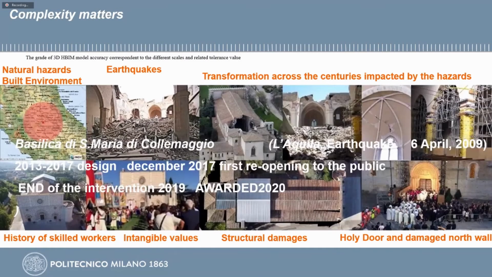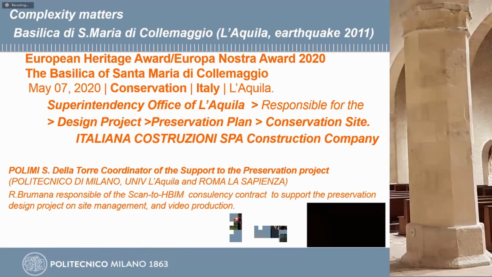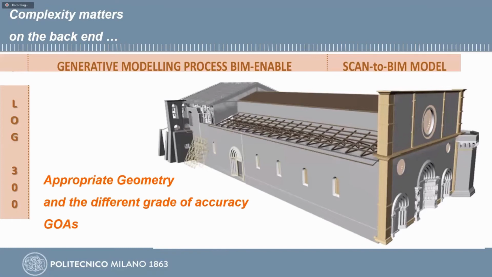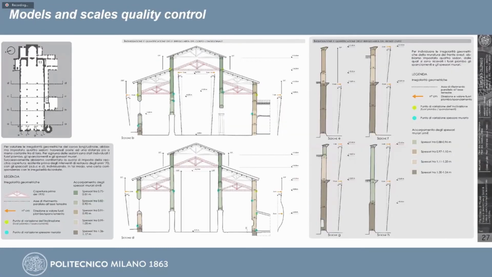This is the case of the Basilica of Santa Maria of Collemaggio, which was awarded this year the Europa Nostra Award. It has been heavily damaged by the earthquake, the last earthquake. It is very famous in the world because it was where the first Jubilee and Forgiveness feast was established by Pope Celestino V, who has been cited by Dante Alighieri in his poetry. And the church has been heavily damaged.